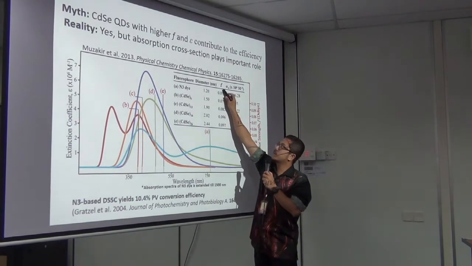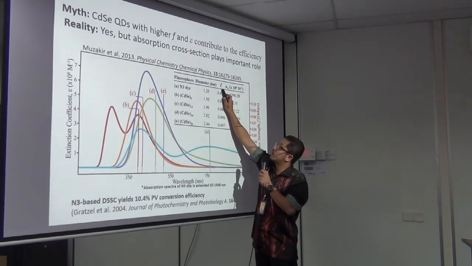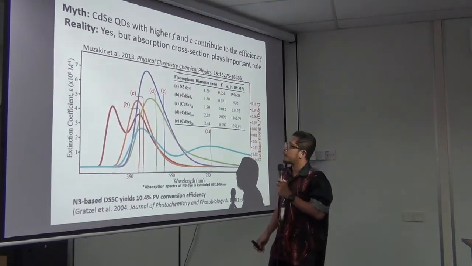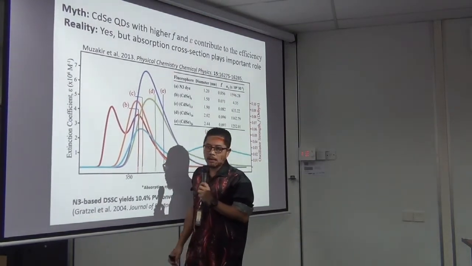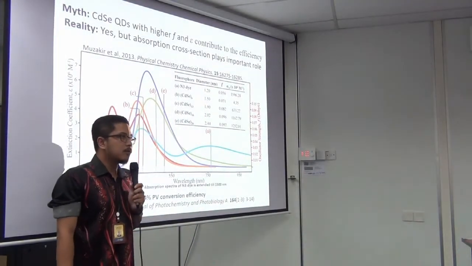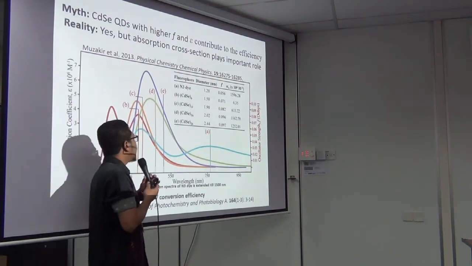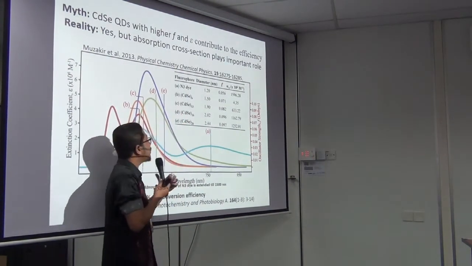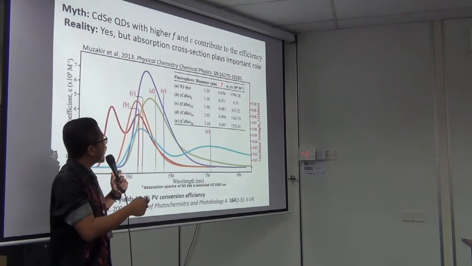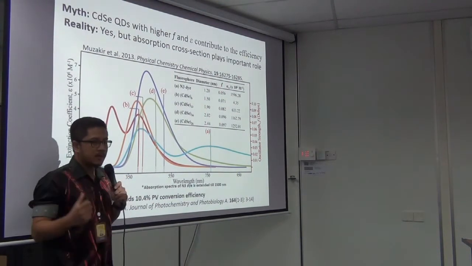F is oscillator strength. I'll explain to you what is oscillator strength. Alpha A is the absorption cross section. And I have simulated 4 clusters of quantum dots, which is CdSe: CdSe 6, 13, 16 and 26, and the sizes are also recorded over here. They have different sizes. So let's take a look at this graph.